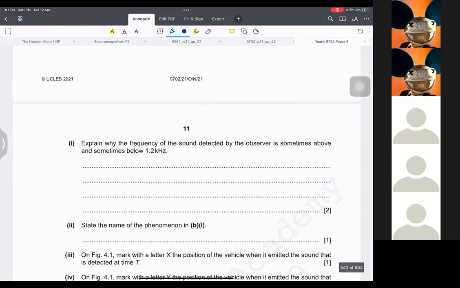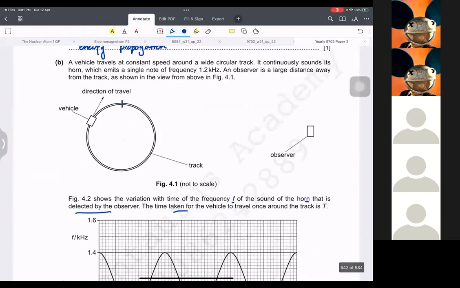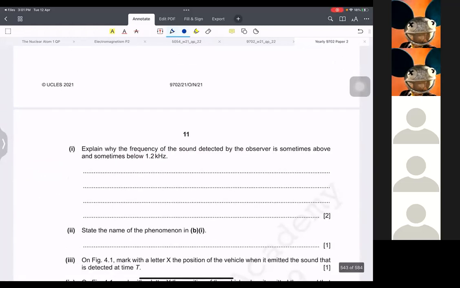Explain why the frequency of sound detected by the observer is sometimes above and sometimes below. The reason behind this is because when it is here, its direction is towards the observer. When it is here, its direction is away from the observer. So we got to write about Doppler's effect, right? So now what to do? You got to write that for two marks, it is due to Doppler's effect.